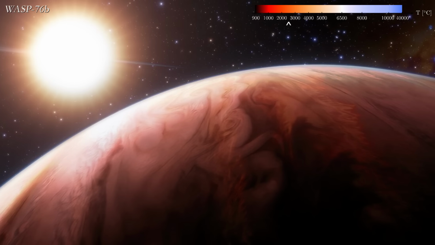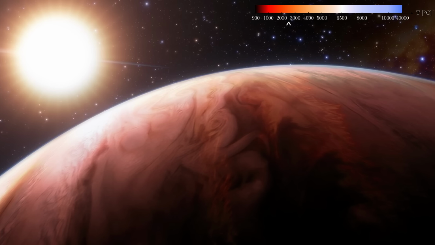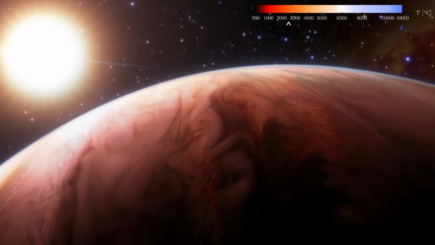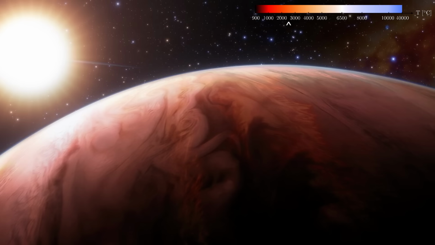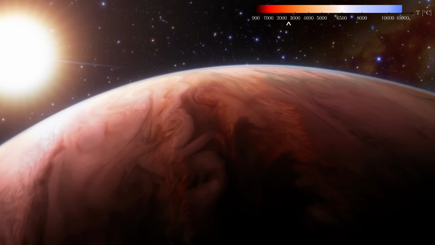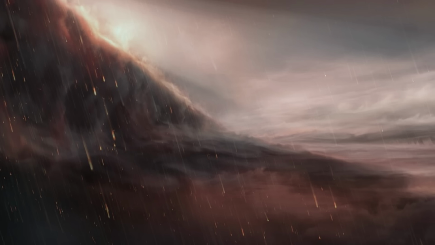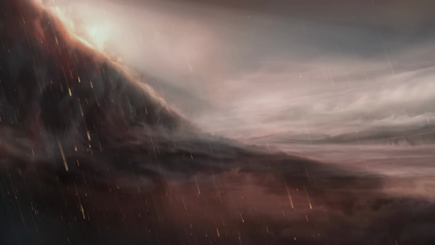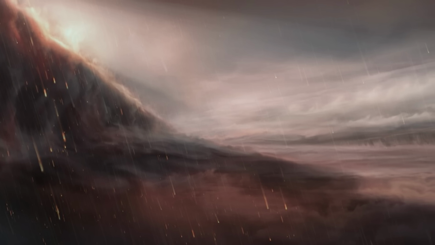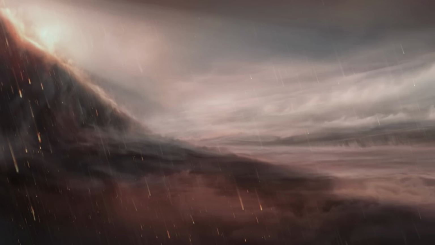All of them. Yeah, WASP-76b is yet another hot Jupiter. Its average temperature is around 2000 Kelvin, and dayside temperatures go up to 2500 Kelvin. We've also detected a bunch of vaporized heavy elements such as iron, lithium, calcium, and barium, giving it clouds of gray.